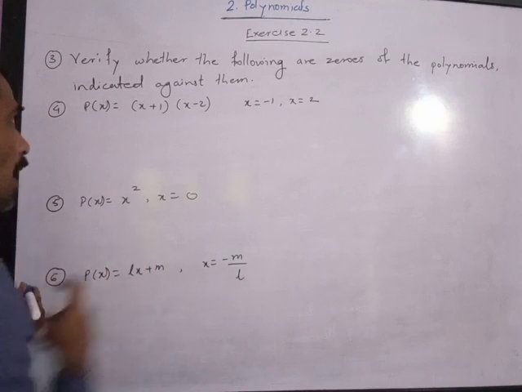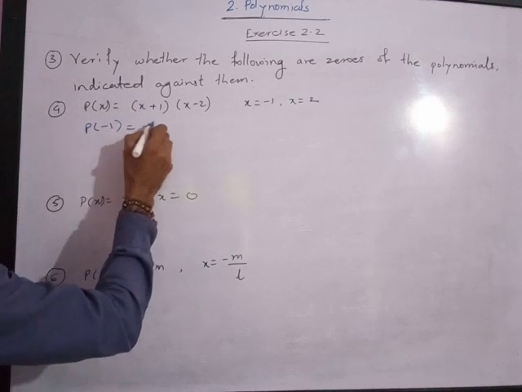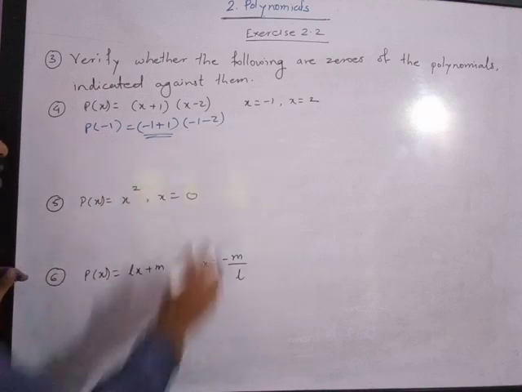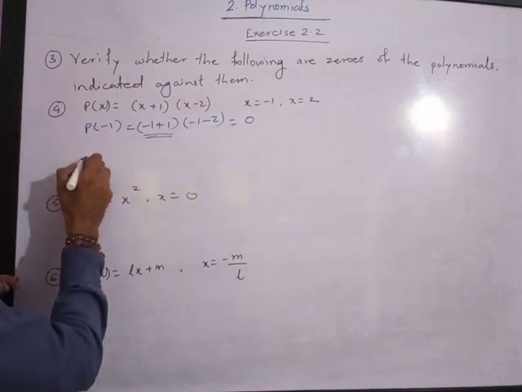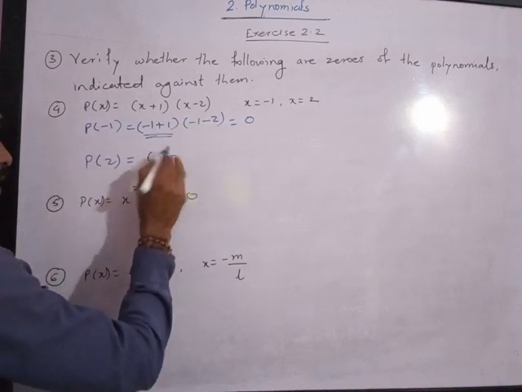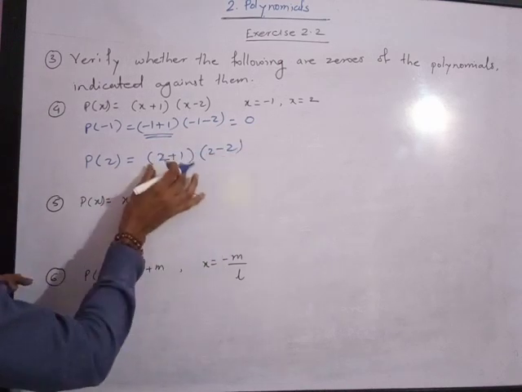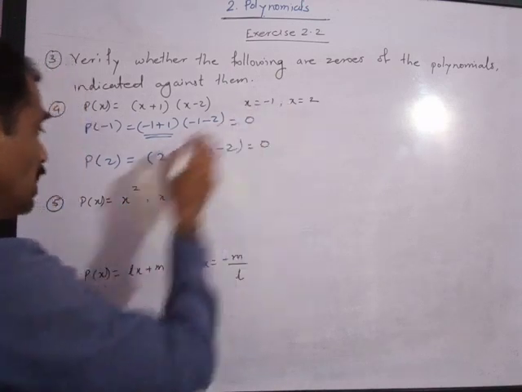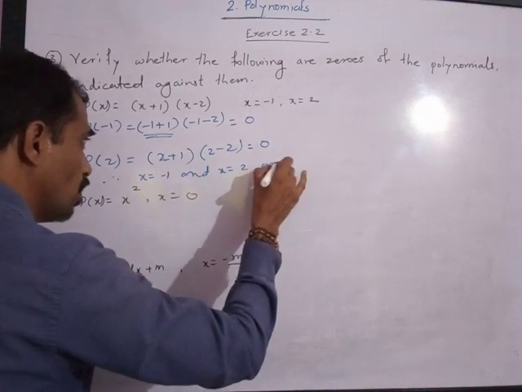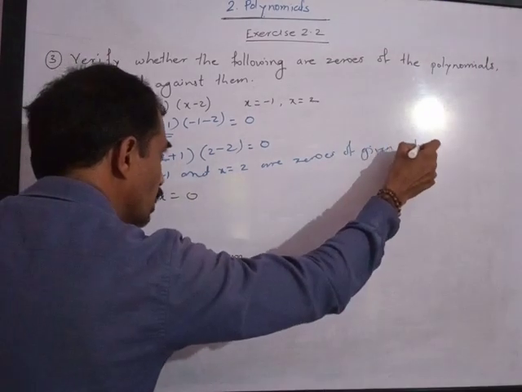Next question is p of x is equal to x plus 1 into x minus 2. If you put x is equal to minus 1, see what happens. We will get p of minus 1 is equal to minus 1 plus 1 into minus 1 minus 2. So this value becomes 0. 0 multiplied by minus 3 is 0. So this is a 0. If you put x is equal to 2, we will get p of 2 is equal to 2 plus 1 into 2 minus 2. This time the second bracket becomes 0, multiplied by this is again 0. So the value is 0. It means both x equal to minus 1 and x equal to 2 are zeros of the given polynomial.